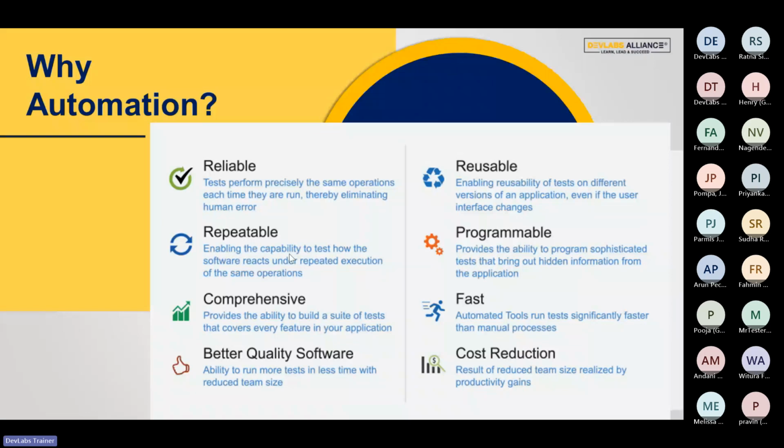The need for automation: the first is reliable, the second is repeatable. It is comprehensive, gives better quality software, is reusable, programmable, faster, and reduces cost. First, let me tell you about cost reduction.